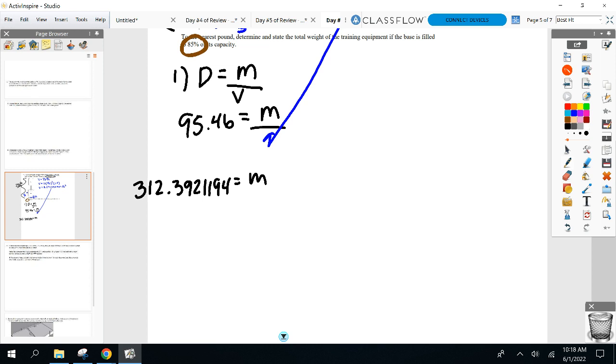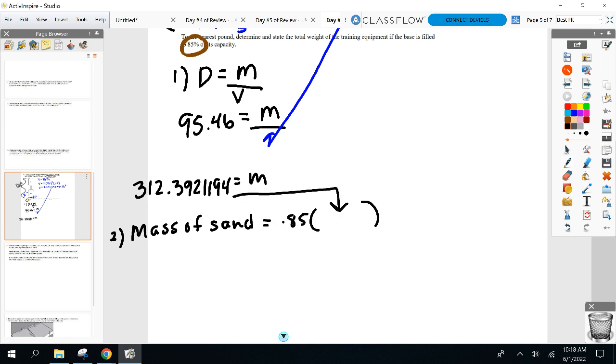Emma? There you go. So mass of the sand is going to be 0.85 times this bad boy right here. And that is how much the sand will weigh that I'm putting in. Change in units, 85% of it.